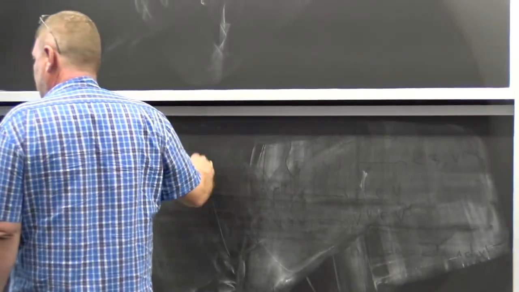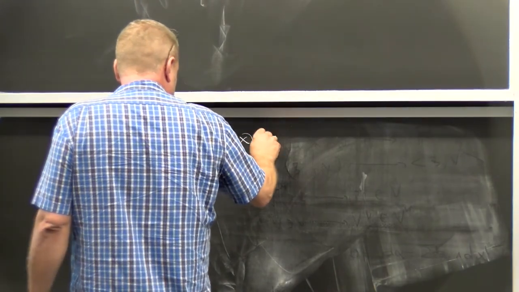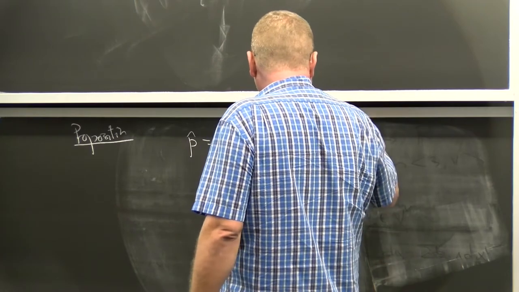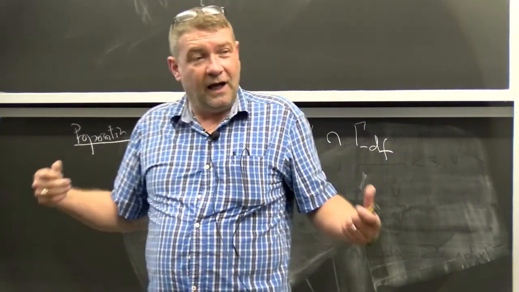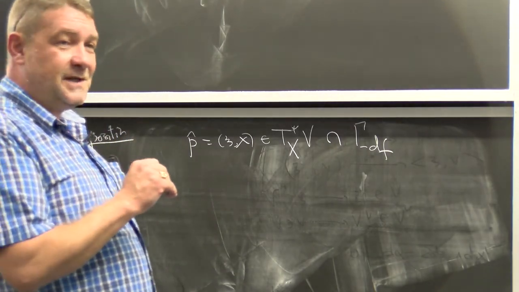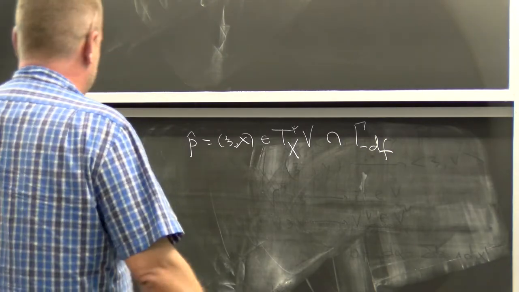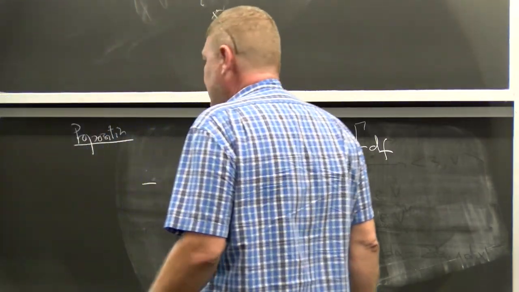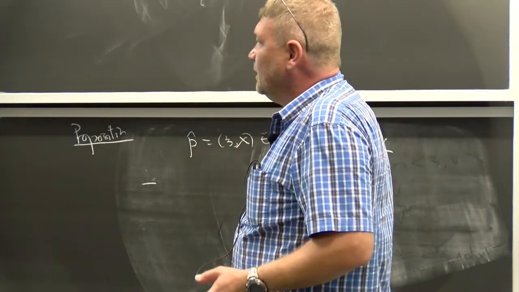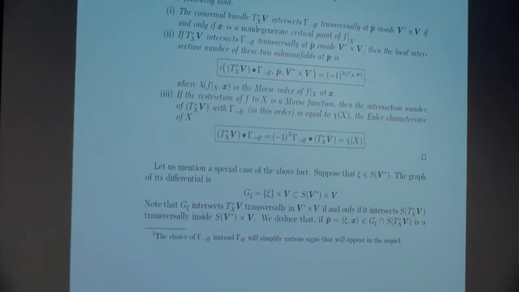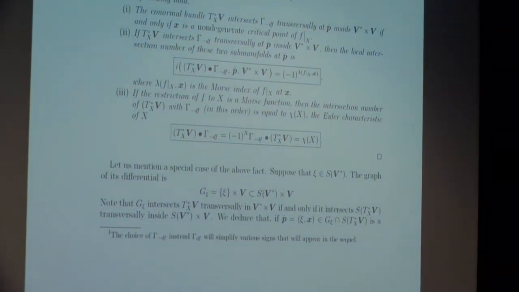Let's suppose that I have a point P in the conormal bundle of X and in the graph of minus df. We work with this because it minimizes the number of signs. We introduce a sign and then you kill other negative signs in some other places. And I'll say it in words and you can read it there. The graph of the differential intersects the conormal bundle transversely at P if and only if the point x is a non-degenerate critical point of f restricted to X.